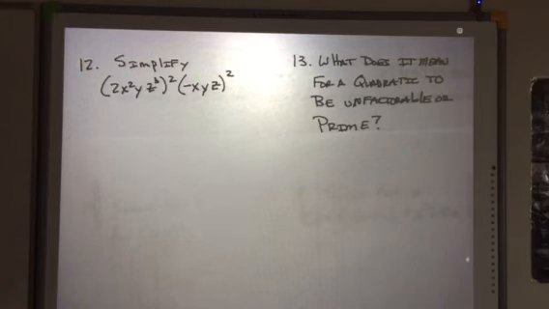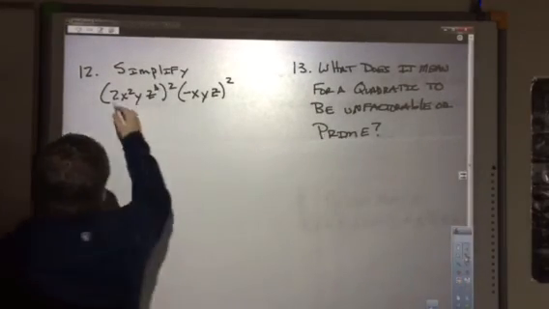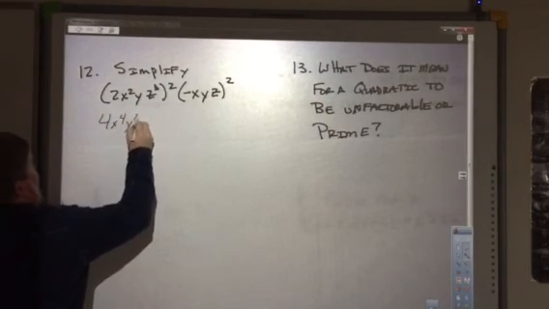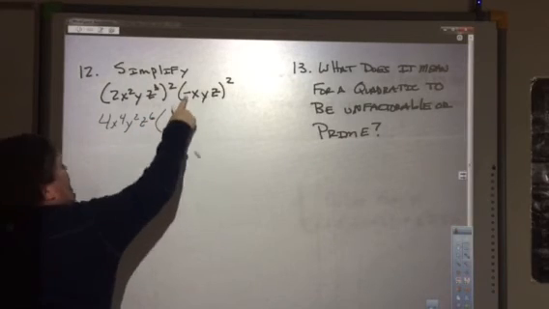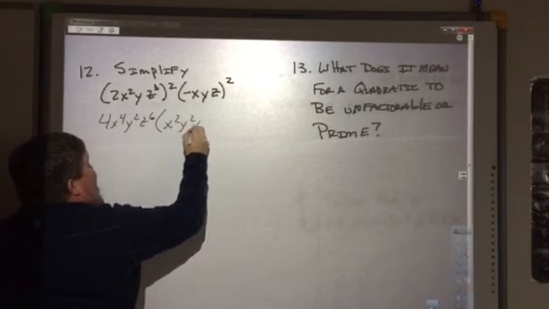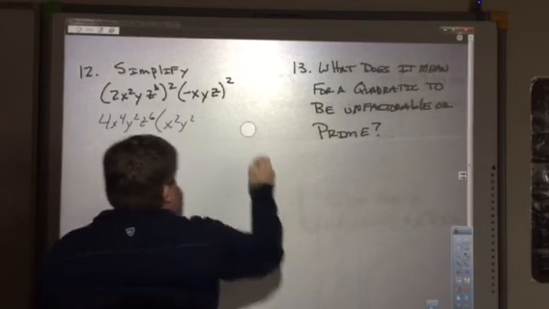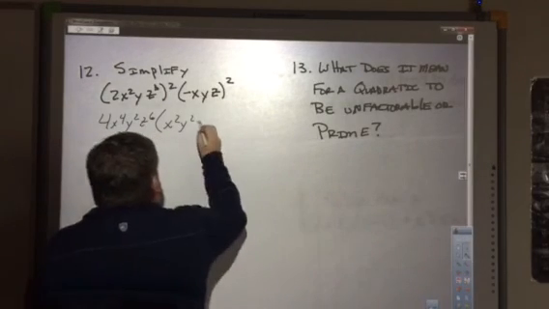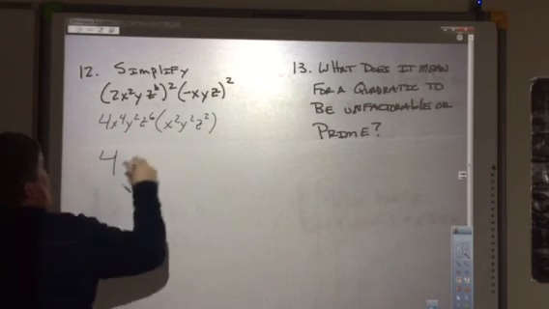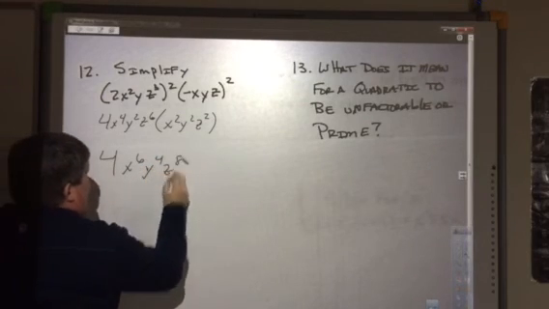Number 12, exponential law. So we've got to square everything in here. That's parentheses. So 2 squared is 4, x to the 4th, y squared, z to the 6th. This is like a -1. -1 squared becomes positive. X squared, y squared, z squared. So 4 times 1 is just 4. Multiplying powers with the same base, we add exponents. X to the 6th, y to the 4th, z to the 8th.